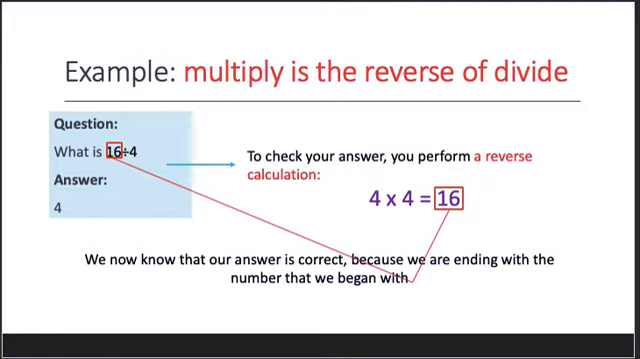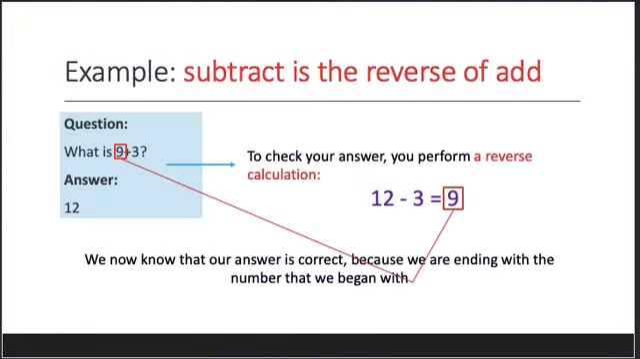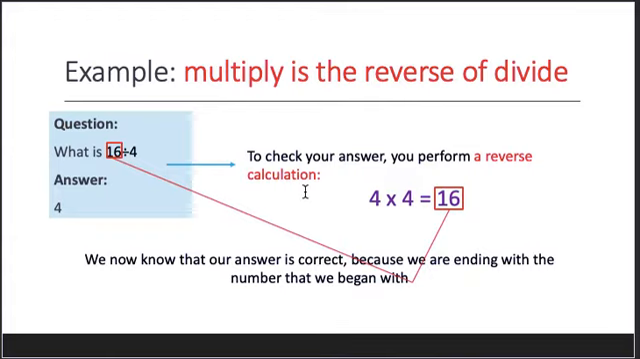To give you an example using multiply as the reverse of divide, if the question is 16 divided by 4, we know that the answer is 4. To perform a check of this answer, you would perform a reverse calculation. We know, looking at the diagram from the previous slide, that times is the opposite of divide. So to answer check 16 divided by 4, we've reached the answer 4, we would then perform 4 times 4 to get back to our original number of 16. So we know it's correct now because we're back at the point at which we began.